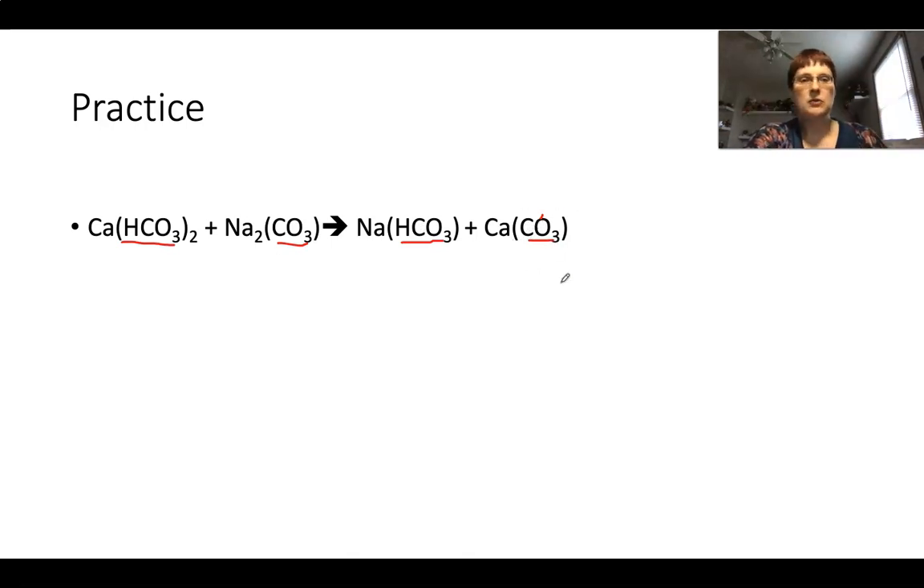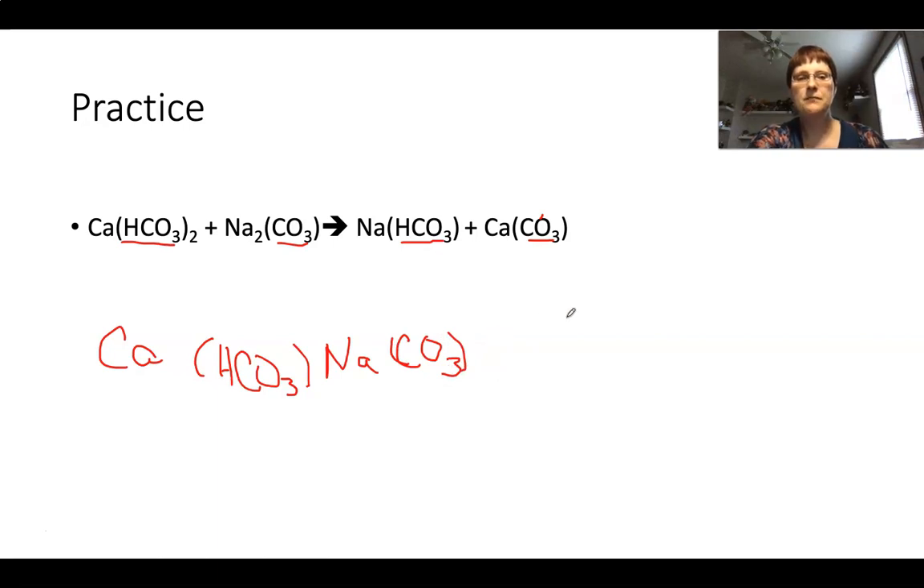So when you're writing up your list, we've got calcium, we have HCO3, so you actually do it as HCO3. So that's one whole thing. So you count this basically as an atom. And then you've got sodium, and then you've got CO3, and as one atom. Okay.